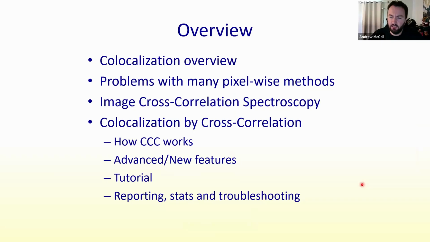Before I start discussing my plugin, I'm going to give you a brief overview of colocalization techniques, especially common ones, concentrating a bit more on problems with Pearson's correlation coefficient and similar pixel-wise methods. I'm then going to go over image cross-correlation spectroscopy, and then my plugin, colocalization by cross-correlation, which is long, so I'm going to call it triple C. Starting with how it works, some of the newer advanced features, and then we'll get into the tutorial. After that, if there's still time, I'm going to go over how you report some of the results that come from my plugin, how to do stats on it, and any troubleshooting that you may run into with it.